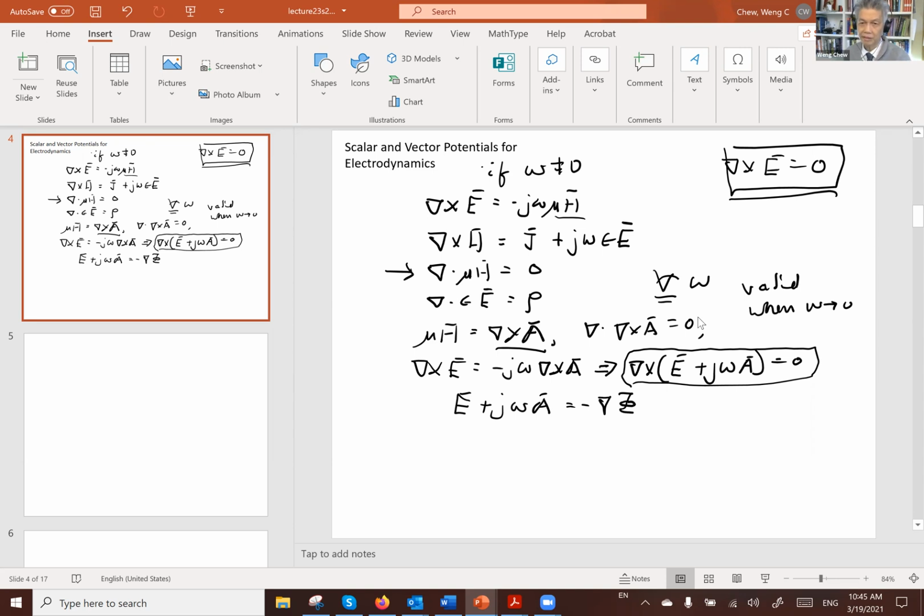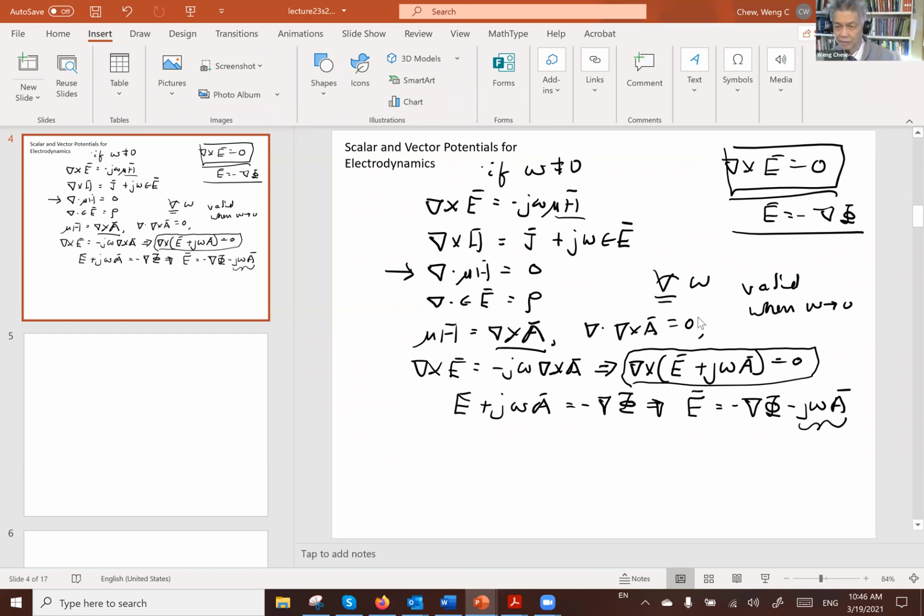Okay, we set that to be minus the gradient of phi. Then it implies that the electric field is not the simple case like the static case, which is just minus the gradient of phi. But for the electrodynamic case, the electric field is minus the gradient of phi minus j omega A. So it has an additional term that was not there for electrostatics. When omega tends to 0, that term disappears. But when omega is not equal to 0, that term is there.